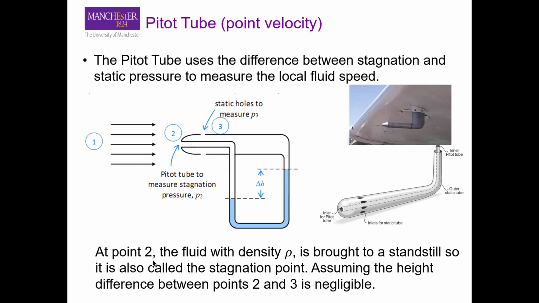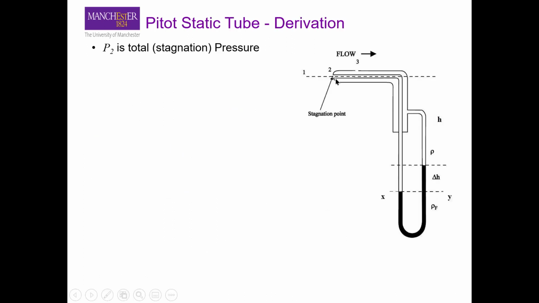So at point 2, the fluid with the density rho is brought to a standstill, as I said, and this is called a stagnation point. And assuming the height difference between point 2 and point 3 is negligible because they are at the same height, we can simplify Bernoulli's equation. That is the stagnation pressure, and then we have pressure at point 3 and point 1 that are essentially the static pressures due to the surroundings, and they are exactly the same.